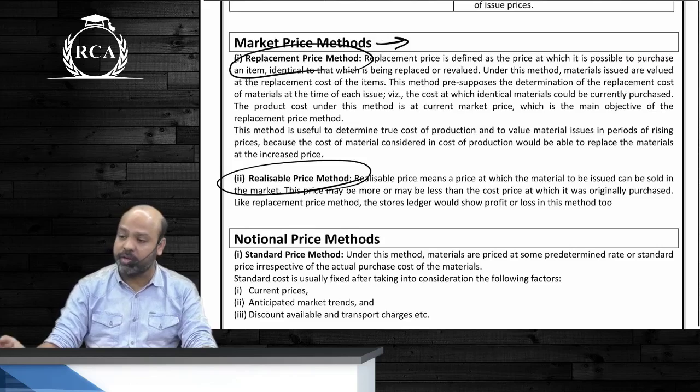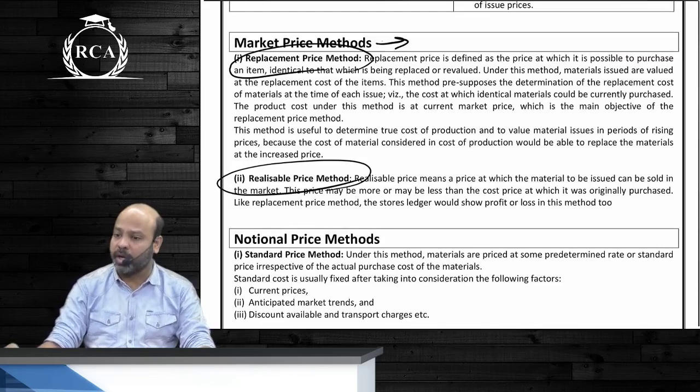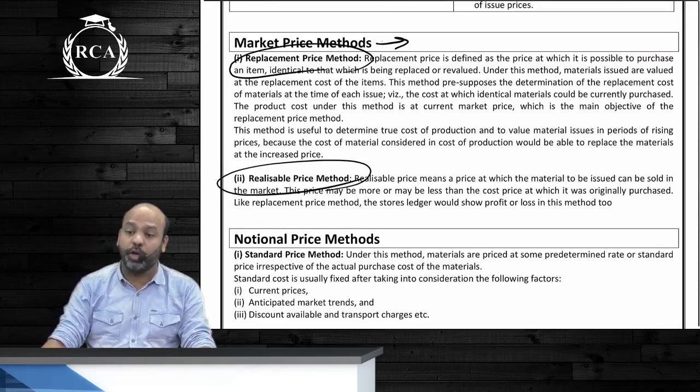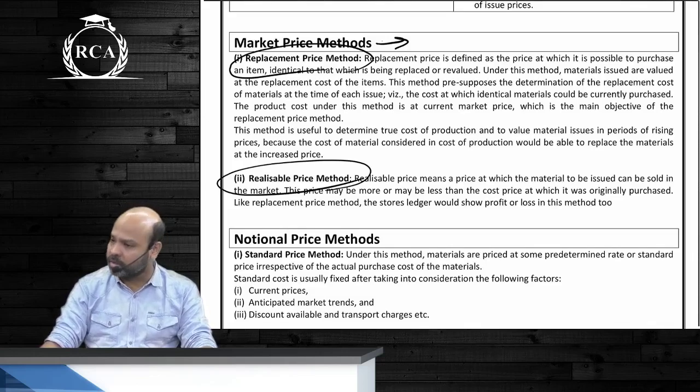Your friend is asking for a book out of those 10 books. How much should you charge him? 100 rupees that you already paid for it, or 130 rupees that you're going to incur because your friend is taking away this book? One, replacement cost method.